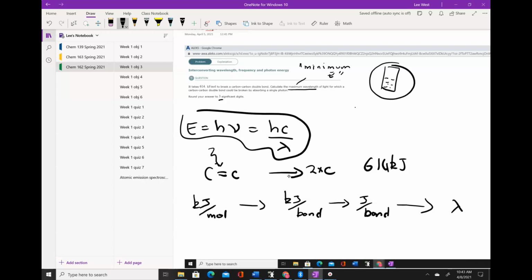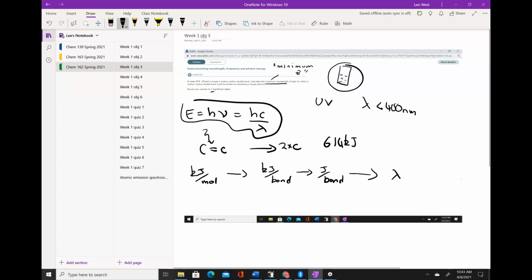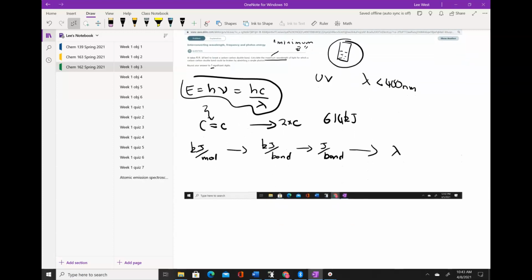Now, UV light has enough energy to break chemical bonds, but visible light generally doesn't. So I'm expecting a wavelength that is less than about 400 nanometers. Anything smaller than that, I wouldn't expect to be visible light. Visible light generally doesn't degrade chemical bonds unless it's a particularly sensitive bond. So I've got that in the back of my mind, that it should be a number smaller than 400 nanometers.